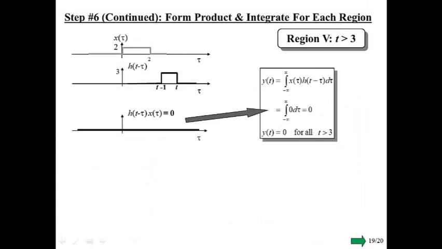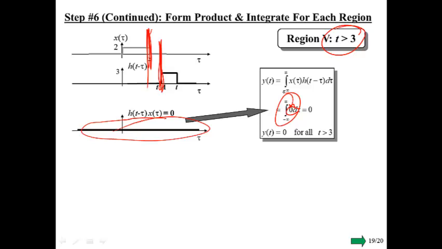And then finally, region 5 was for t greater than 3. That means this edge is outside of that edge, always to the right of it. The product is 0. I'm integrating 0. I don't even have to worry about what my limits of integration are. My output is 0 for all of that.